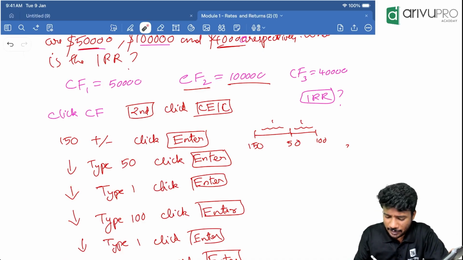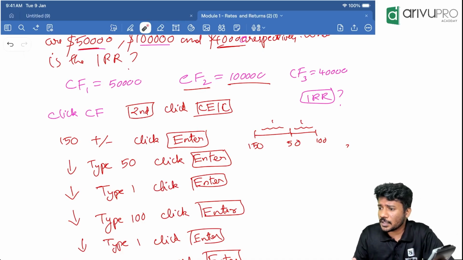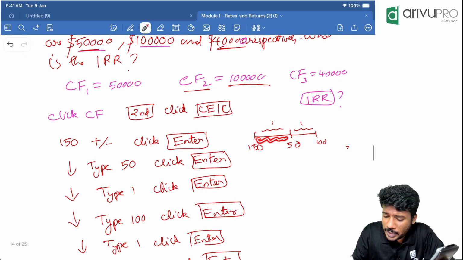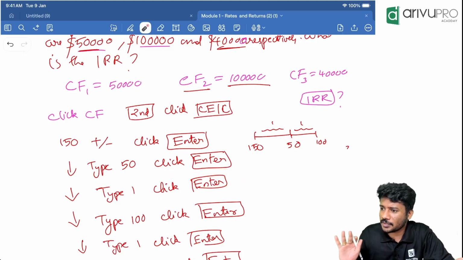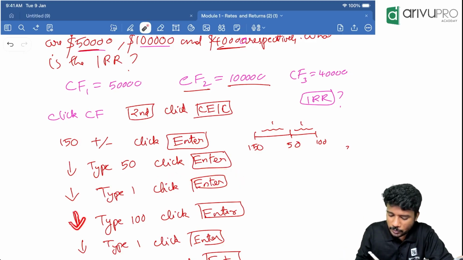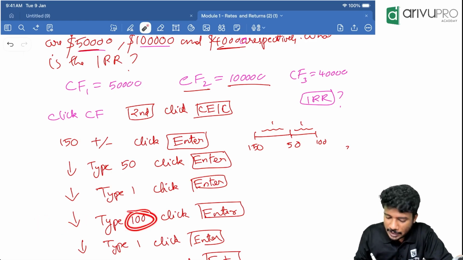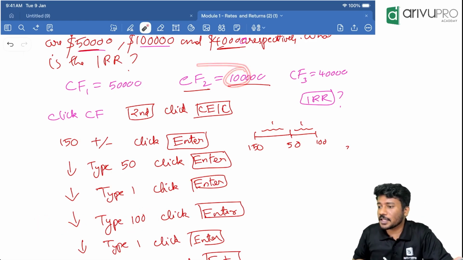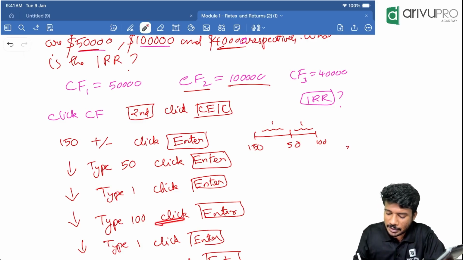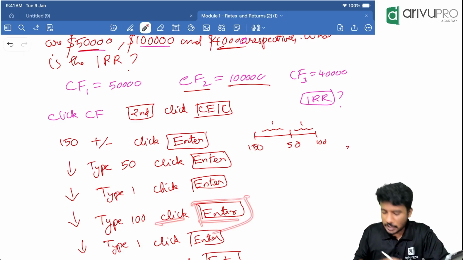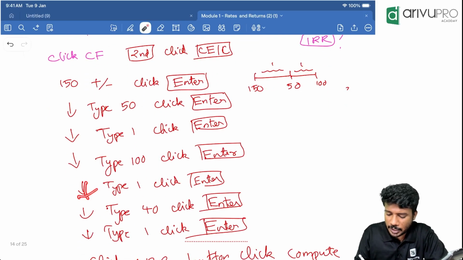Yes. Now coming to the next year. Come down. Then F value is there. Check F01. F01 for the first year. How many years is there? Only 1 year is there, right? Yes. So I'll put 1 itself and click enter. That is 1 itself. Then again move down. Then you are coming to CO2. There you will type 100 because for the second year, how much is the inflow? 100,000. Type 100. Then click what? Enter. Then come down, type 1, click enter.